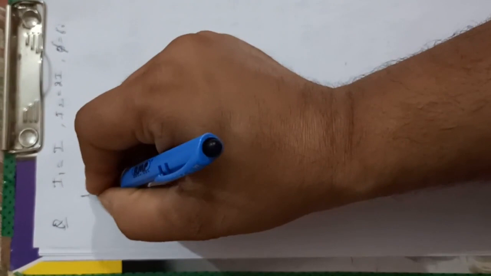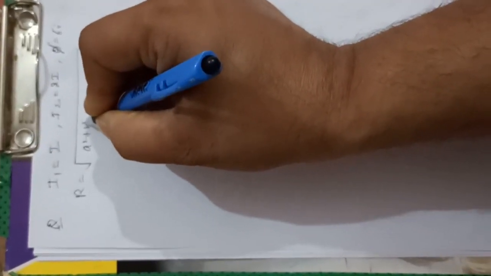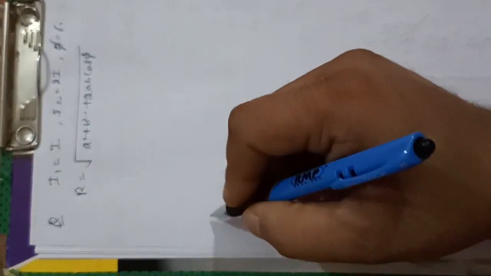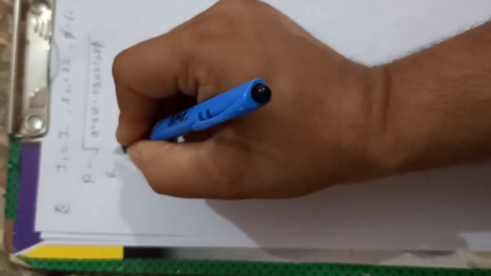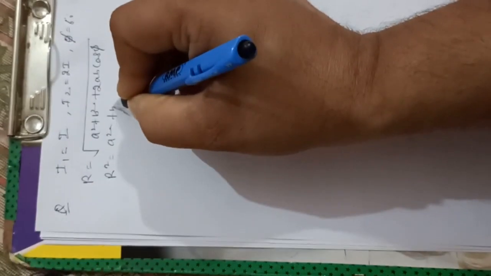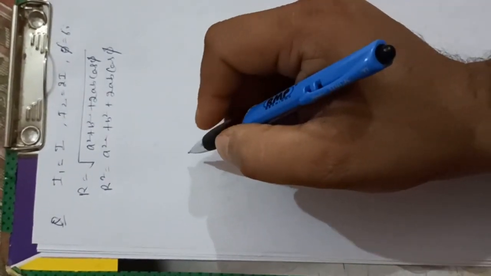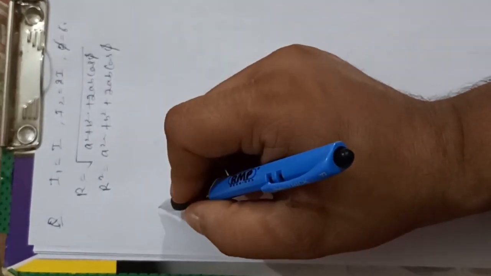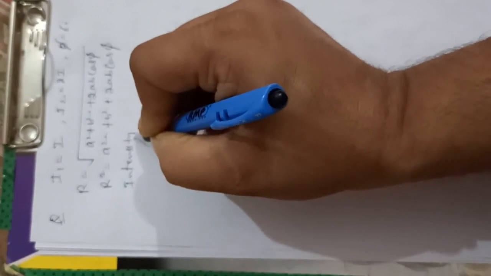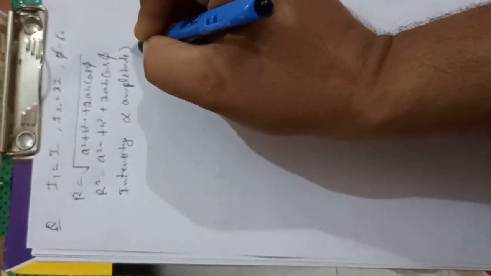Now we will apply the formula. For amplitude, the formula is R square is equal to A square plus B square plus 2AB cos of phi. Now we will put all the values. As we know, the intensity is directly proportional to the square of the amplitude.